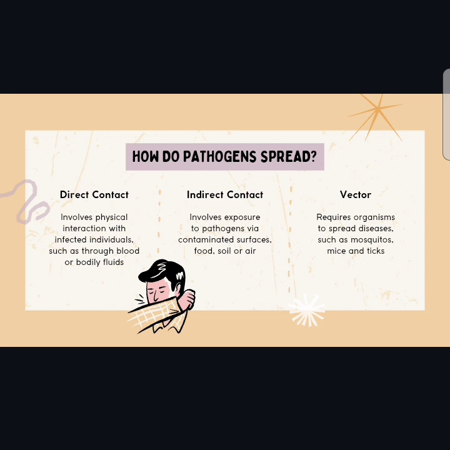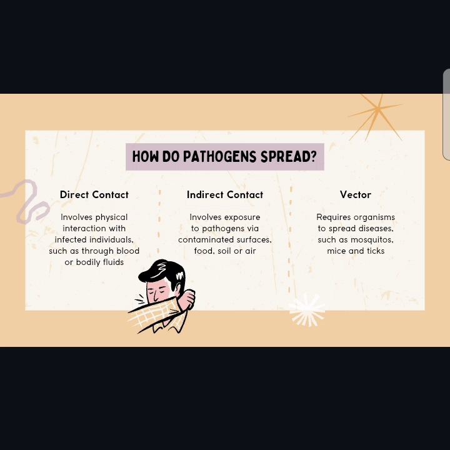Next is indirect contact. In indirect contact, pathogens are transmitted by means of contaminated surfaces like food, soil, or contaminated air, and there is a high possibility of catching some sort of microorganisms into our body, and we are going to be ill from the diseases caused by those microorganisms.